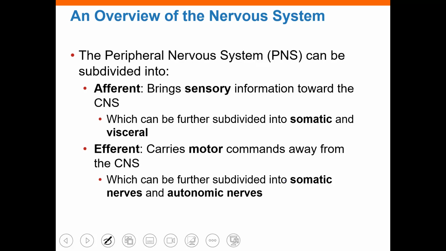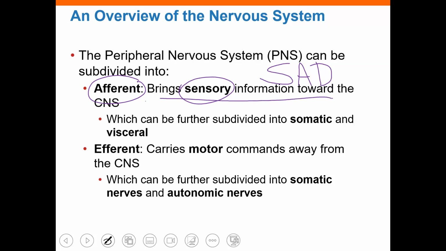Some terminology again. Sensory afferent. I like to remember this as SAD. Sensory afferent, and then dorsal will come up later. The dorsal aspect of our spinal cord is going to be the sensory afferent component. So this means that it's just bringing information from our body that is interacting with the world, right? So think about the sensory receptors in your skin, and then brings that information towards your central nervous system or your brain and spinal cord. So this is just how we feel things. This can be further subdivided into somatic and visceral. We'll look at somatic and visceral on the next slide.